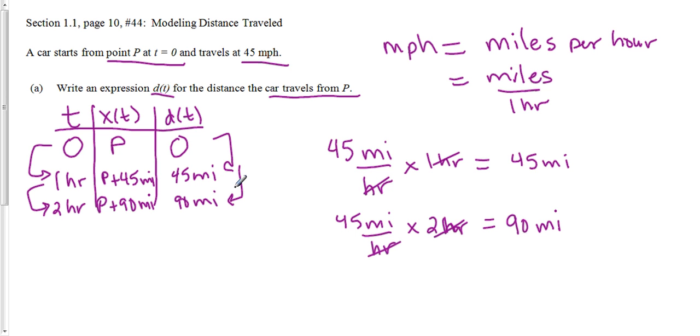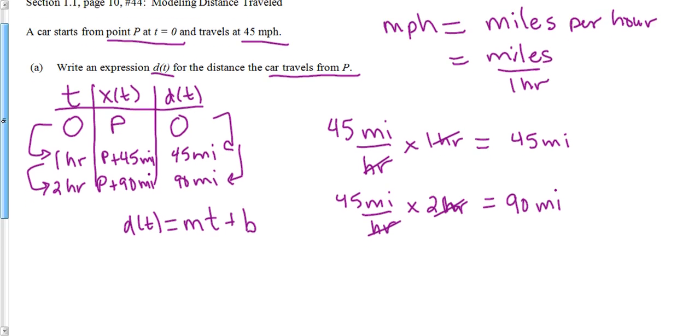My favorite way is the point-intercept formula. So I'm going to start with d of t, which is my y. It's going to be m, the slope, times t, my independent variable, plus b, my y-intercept, or in this case, my d of t intercept. And I'm going to start by finding the slope.